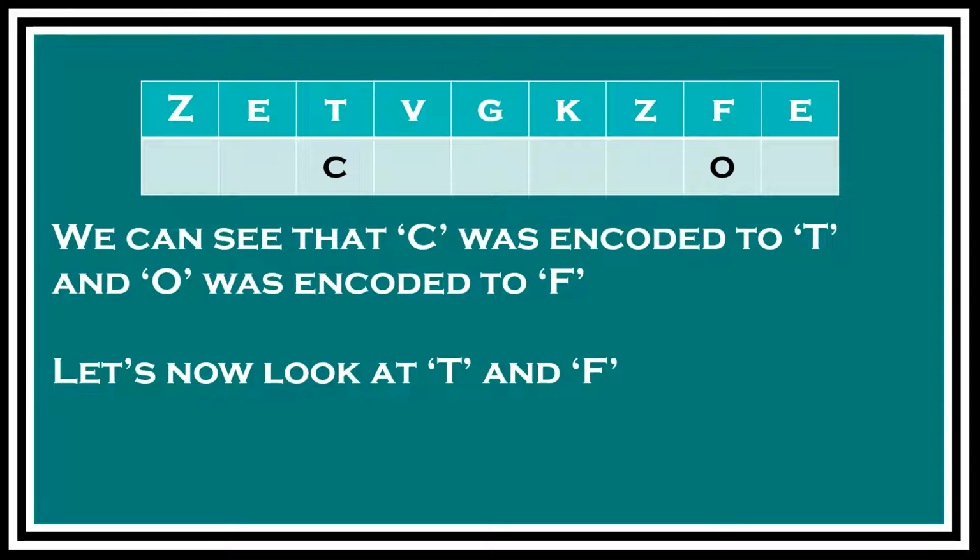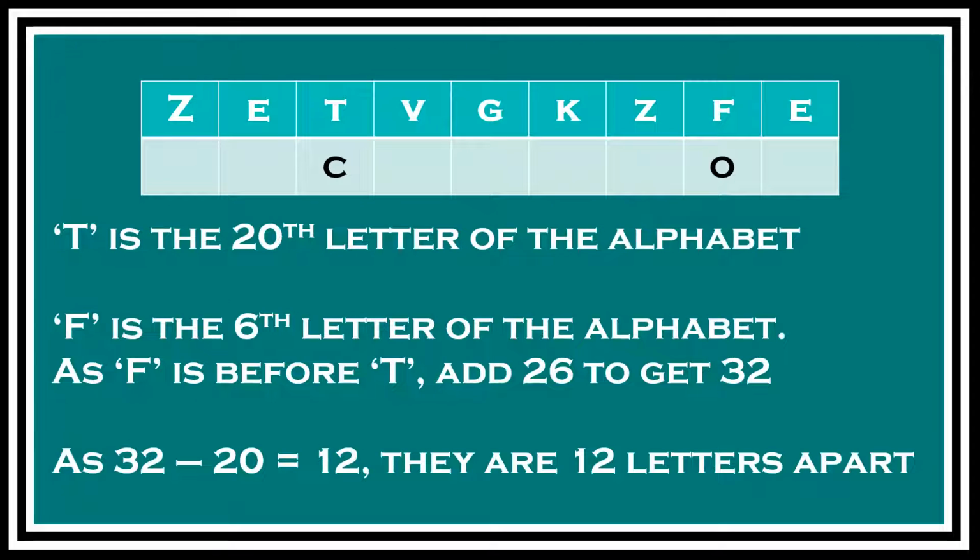Now we can see that C from the original message is encoded to T, and O from the original message is encoded to F. So let's have a look at those two letters, T and F. Now T is the 20th letter of the alphabet, and F is the 6th letter of the alphabet. However, as F is before T in the alphabet, we're going to add 26 to 6 and therefore treat F as being the 32nd letter of the alphabet.